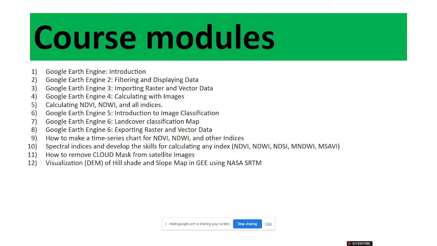We also discuss the DEM data, how you can process the DEM data in the Google Earth Engine platform and make the hillshade map, slope map, and aspect map using the DEM data. We also discuss how to make the NDVI chart over a period of time for any specific land. It can be agricultural land or other types of polygon. How you can import the polygon and make the NDVI time series chart for different time periods.